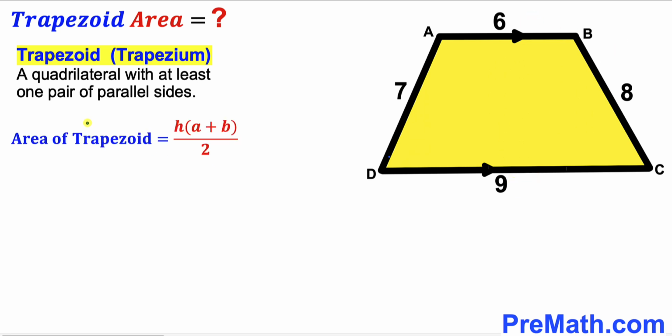Now let's recall the area of a trapezoid formula. Area is always equal to height h times the bases a plus b all over 2. As you can see in this given diagram, our base a is 9 units, our base b is 6 units, and this is the height of this trapezoid. Now our task is to calculate the value of this height h.